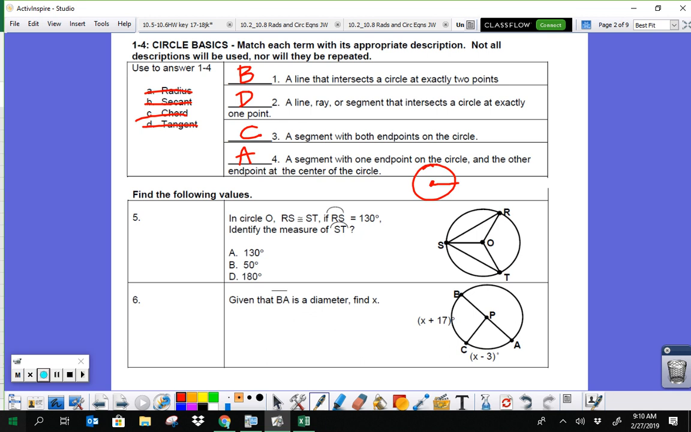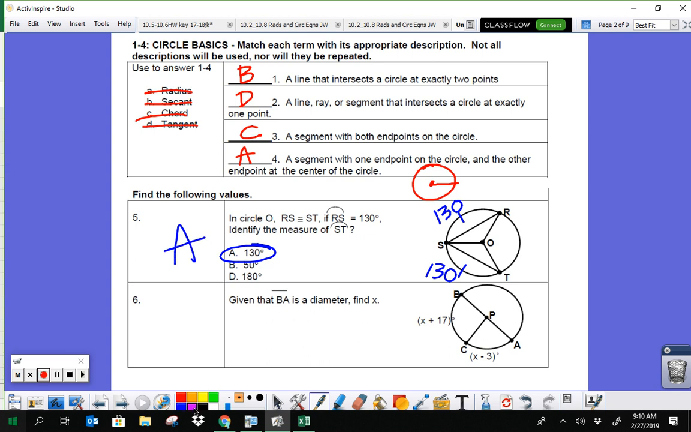Okay, number 5. In circle O, it says RS is congruent to ST. So I'm going to go ahead and mark that. So RS is congruent to ST. If RS is 130, identify the measure of ST. Okay, so if ST and RS are congruent, then ST must also be 130.